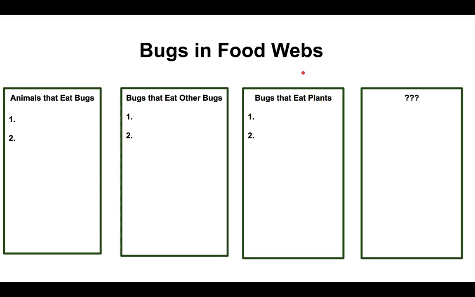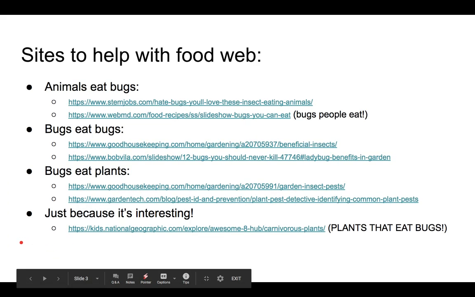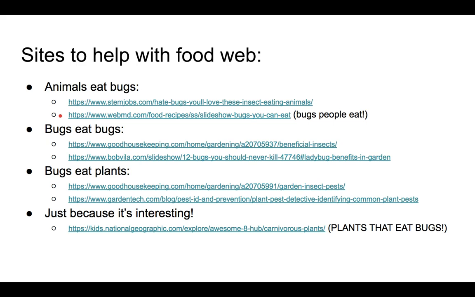Well, we've been talking about bugs during our entomology unit for several weeks now, so you may remember some of the things that go here. But you can also look things up online. And here are some websites, if you want to check them out, that will help you with your food web list. Here's some animals who eat bugs. And this one specifically talks about bugs that people eat.